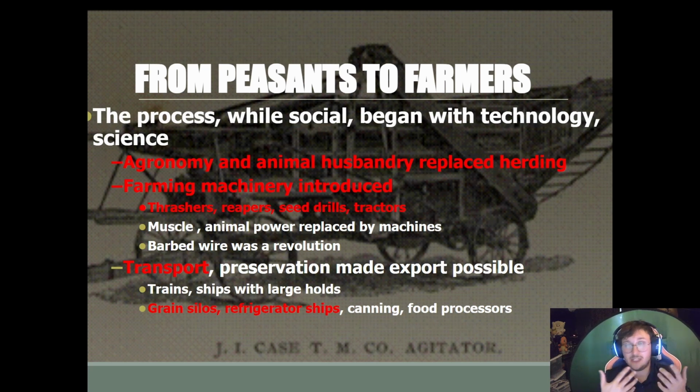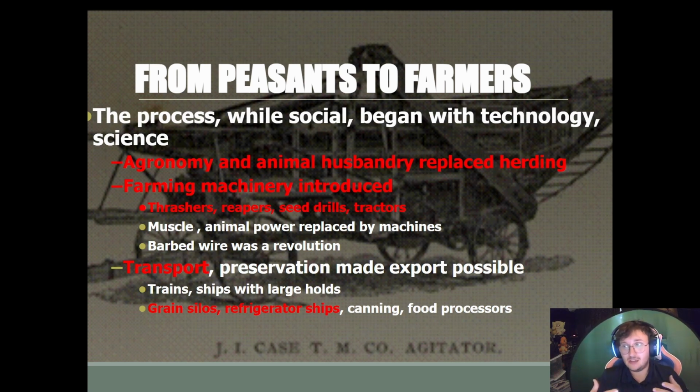Farming machinery is introduced, such as thrashers, reapers, seed drills, tractors. The muscle animal powered machines are replaced by steam engines, and barbed wire allows for you to own your land, where you don't have anybody crossing over to your land, and it really kind of sections off everybody to their own bit of land.